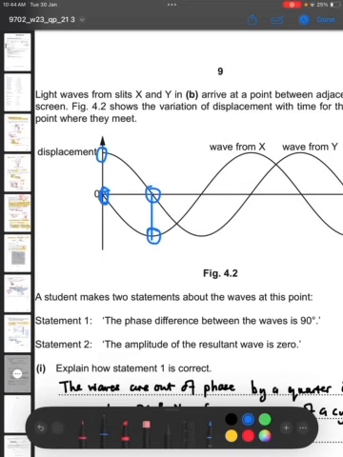Adding these two will not give us a resultant of 0. So there is no chance that the amplitude is the maximum displacement, or the maximum total displacement. So if the total displacements are already greater than 0, then there is no way the maximum total displacement can be 0 at any point. So this statement is incorrect.